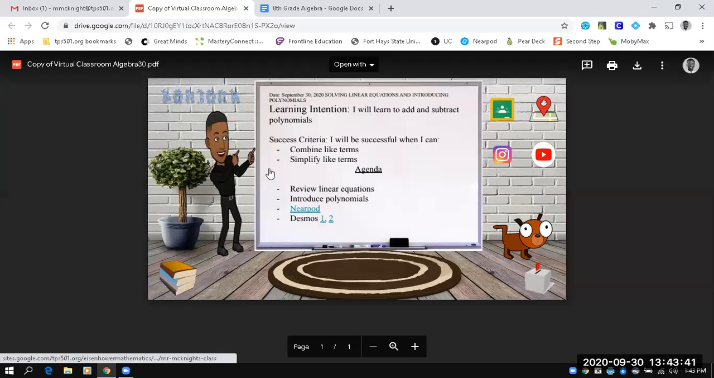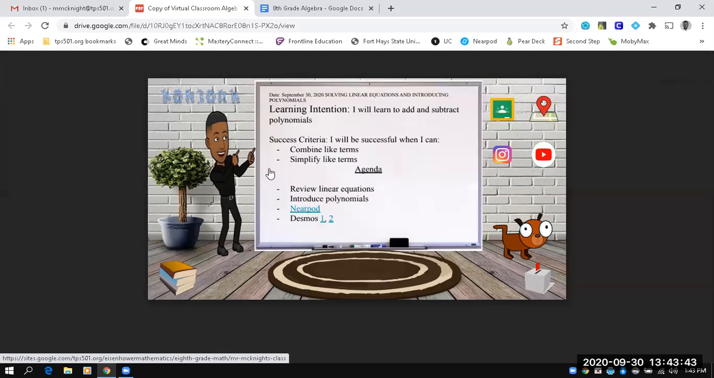All right, so for today, a new topic, we're going to be looking at polynomials. We're going to introduce polynomials. We're going to start from the basics, looking at monomials, binomials, trinomials, to polynomials. And then after that, we'll do some exercises and stuff.